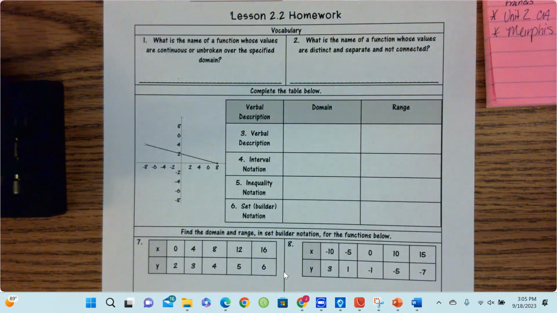This video is for the lesson 2.2 homework. We are doing domain and range of linear functions today. So now we're actually writing the domain and range of a function, okay?